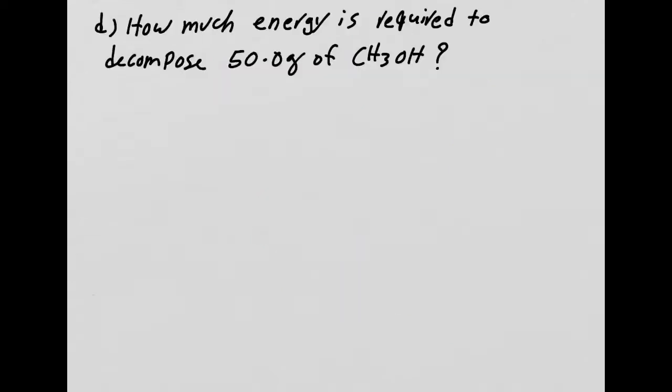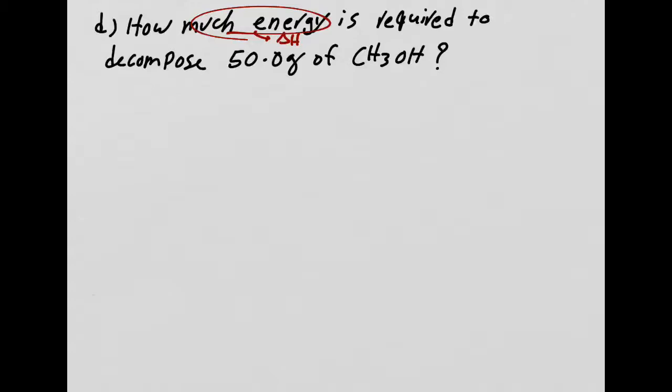Here's part D. How much energy is required to decompose 50.0 grams of methanol? So how much energy is required? Now, every time they ask you how much energy, what that means is, what is the delta H? Because delta H is the energy and delta S is the entropy, right? All right, how would we do this?